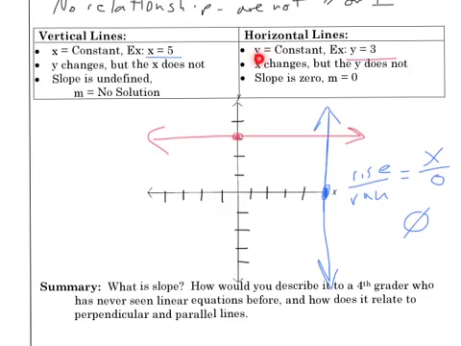What if it's a y equals? Well, what is your rise and what is your run? Well, it's not going up and down at all, so your rise is 0. So it doesn't even matter what your run is, because this is just going to be 0. So that's why you get a slope of 0.